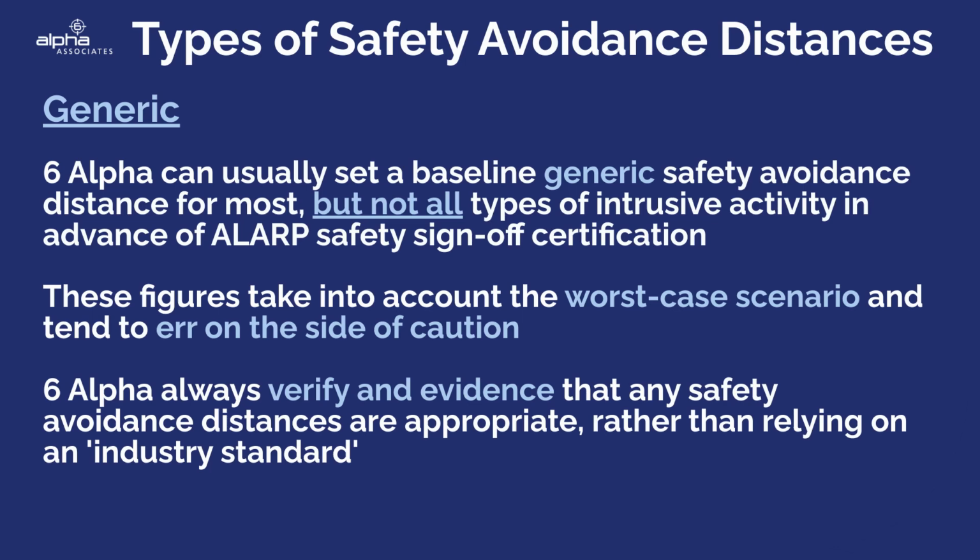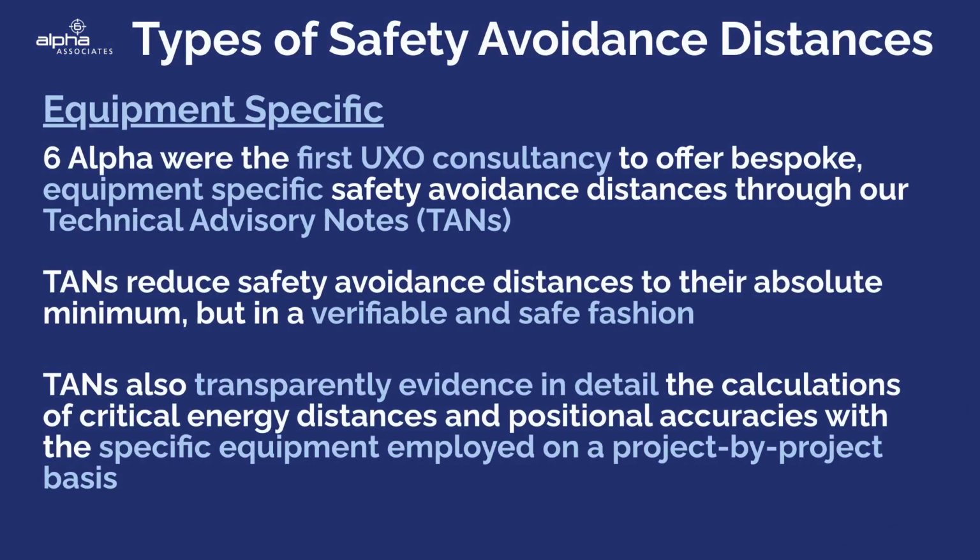And at 6 Alpha, we always verify any safety avoidance distances because we have found that relying on a simple baseline or so-called industry standard assumption is commonly incorrect, and in some cases it could be dangerous. 6 Alpha were the first UXO consultancy to offer equipment-specific safety avoidance distances. These are provided through the medium of our Technical Advisory Notes, also known as TANs. TANs are used to reduce safety avoidance distance to their absolute minimum to provide extra flexibility to the project, but in a verifiable and safe fashion.